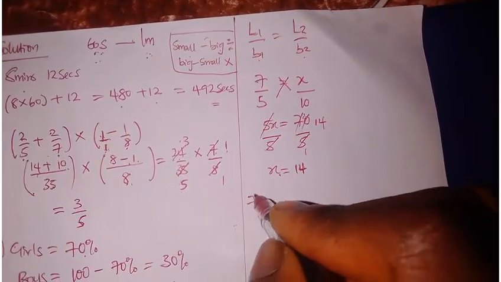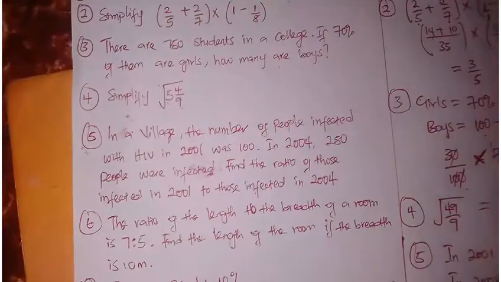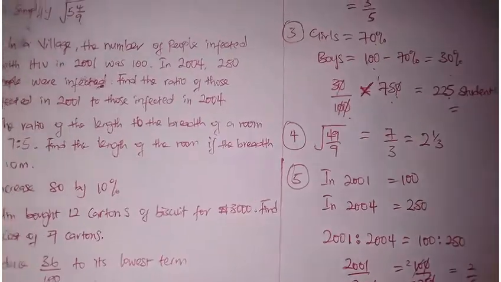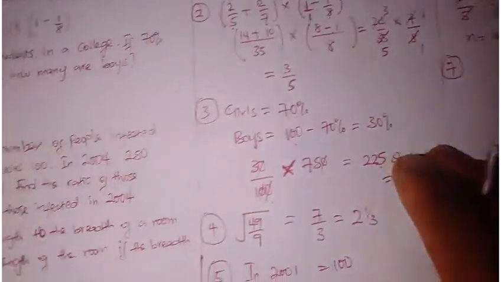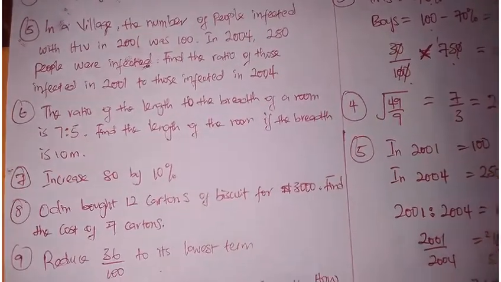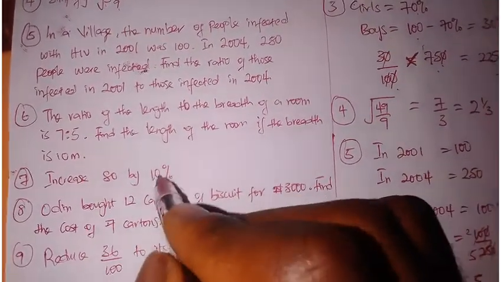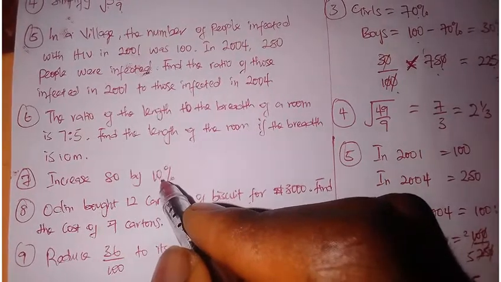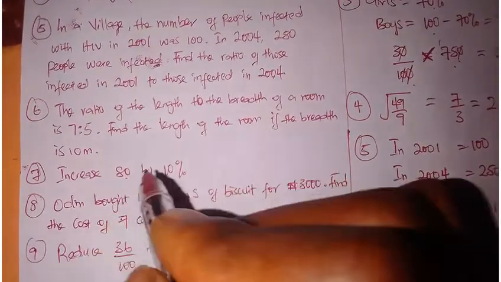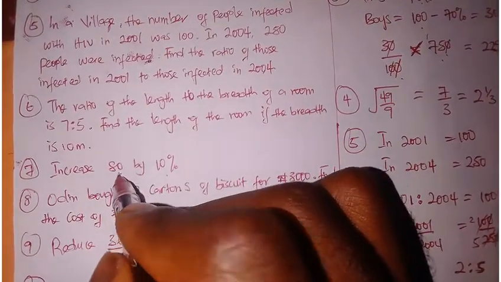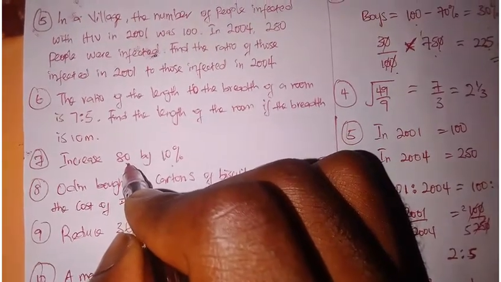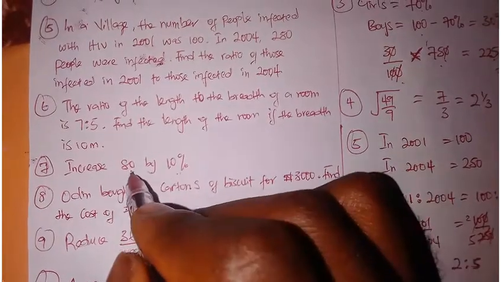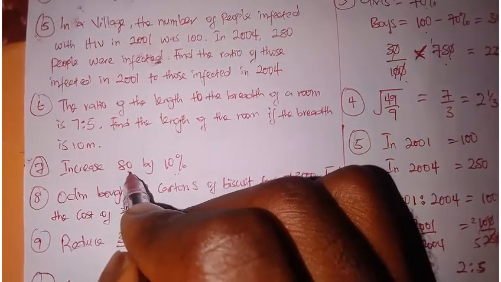Okay, for number 7 question, what do we have? Number 7 question says increase 80 by 10%. In this question, what you have to do is get this 10%, then add it to 80. Get 10% of 80, then add it to 80. That's to increase it. If we were to reduce it by 10%, get 10% of 80, subtract from 80.